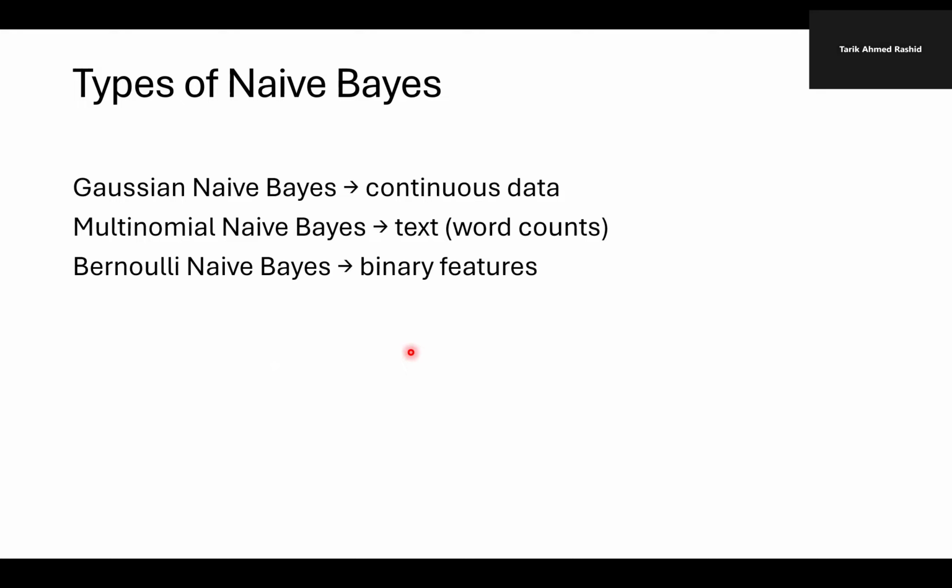Gaussian naive Bayes is for continuous data, multinomial naive Bayes is for text word counts, and Bernoulli naive Bayes is for binary features. So these are the types of naive Bayes.